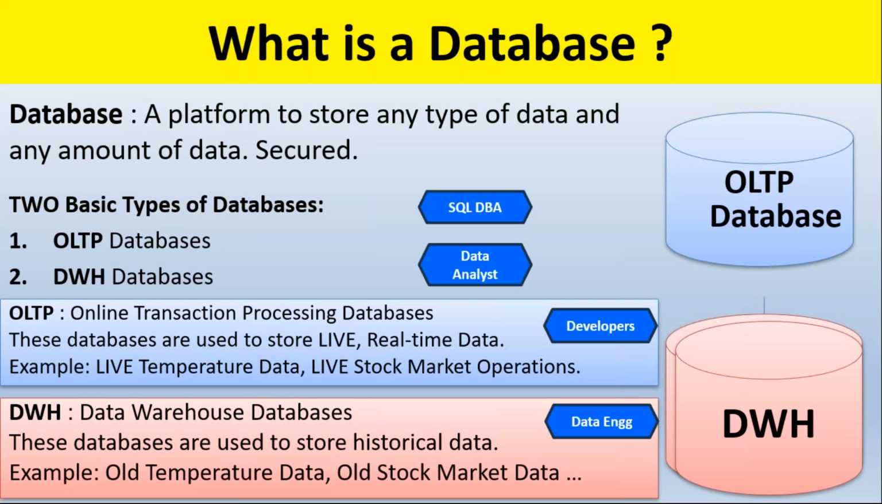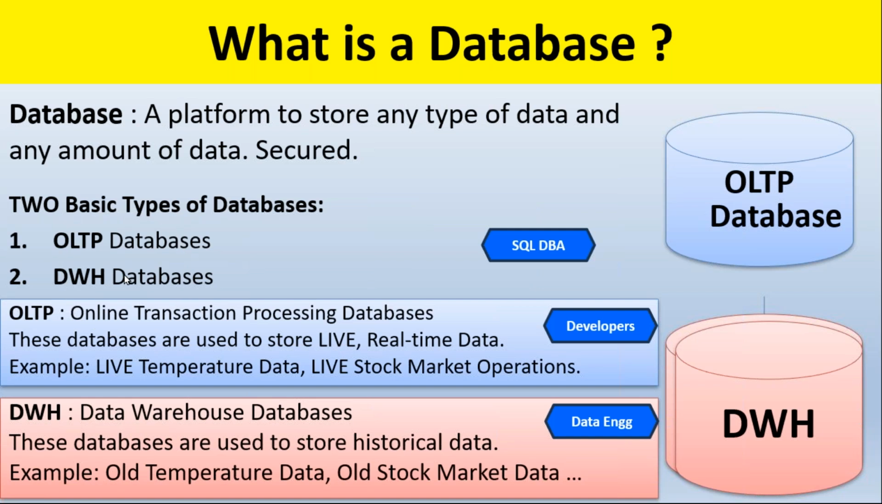There are two basic types of databases. Number one, OLTP databases, to store live real-time data. We call them online transaction processing databases. And the other one, data warehouse, DWH, to store old, historical, stale, inactive data. Data engineers will take care of it: Azure data engineers, AWS data engineers, Google Cloud GCP, etc.